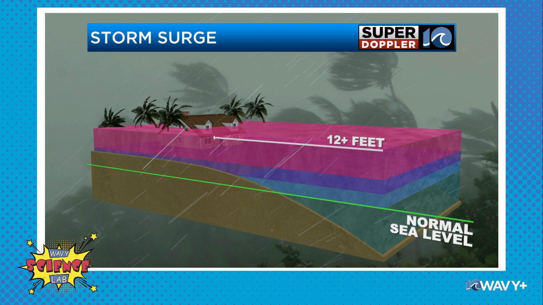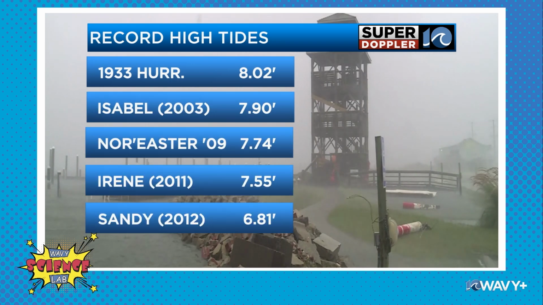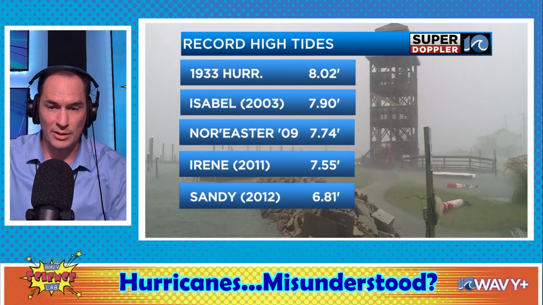I want to show you this. I'll probably show it again in a little bit, but this is the record high tides. Isabel, the level got up to 7.9 feet. 1933, it was 8.02 feet. So that was an old historical one, but Isabel was the second biggest. And then the nor'easter of '09, that is another one that I was in.